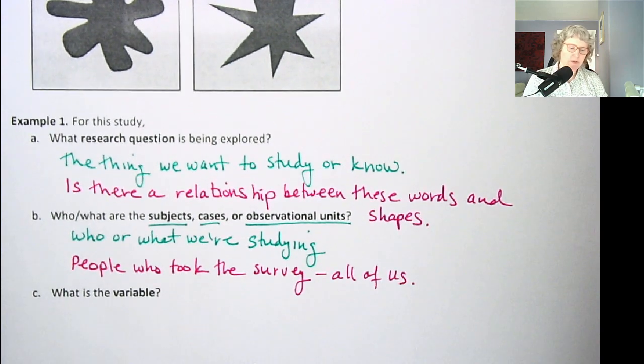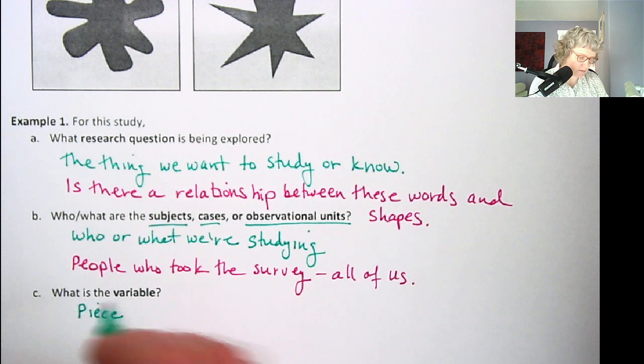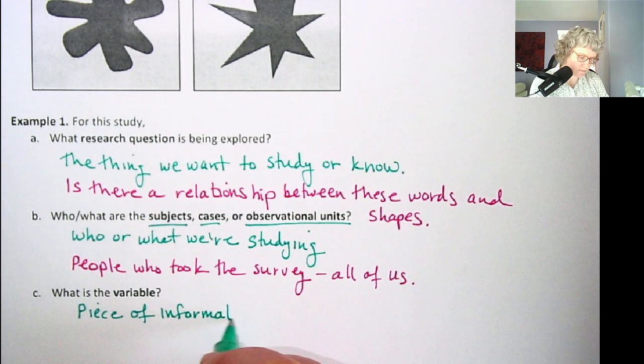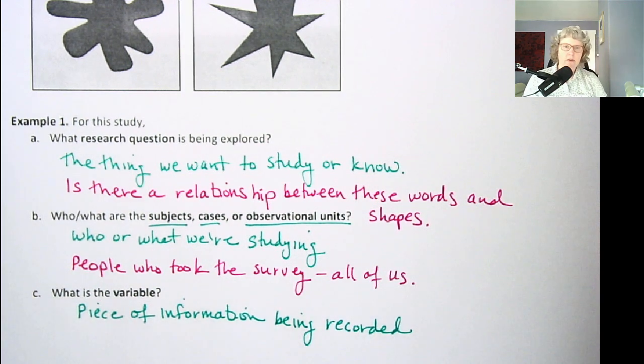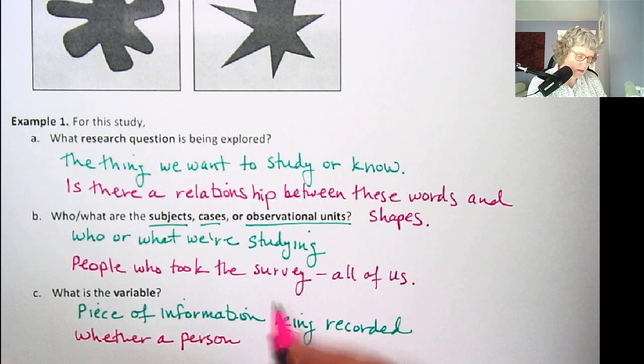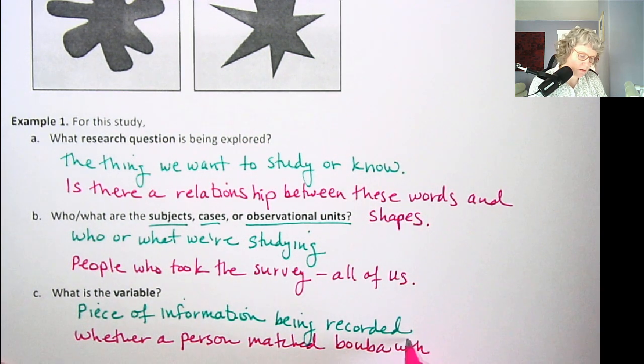Okay, what is the variable? In general, a variable is a piece of information that we're collecting or recording. So let's think about what that is for this study. There are a lot of different ways you could define it, but I'm going to define it as whether a person matched booba with the rounded shape. We could have easily gone the other way, but we just have to pick something. So whether a person, each case, matched booba with the rounded shape.